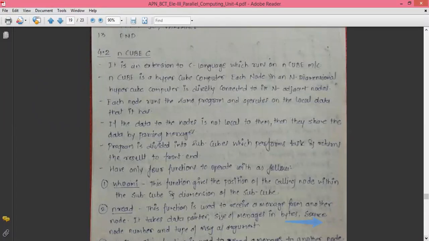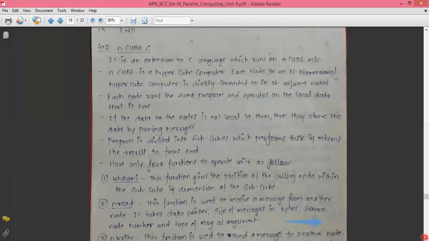nCUBE C is the next parallel programming language. Here we are not executing any programs, we are only going through some of the theoretical aspects of the nCUBE C parallel programming language. So why is it the next parallel programming language introduced immediately after the Fortran 90 parallel programming language?